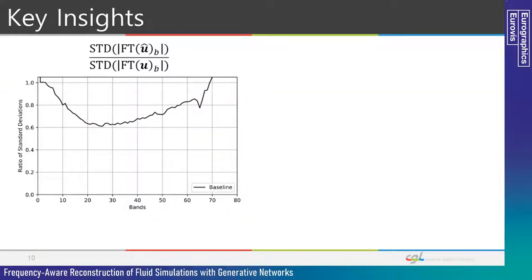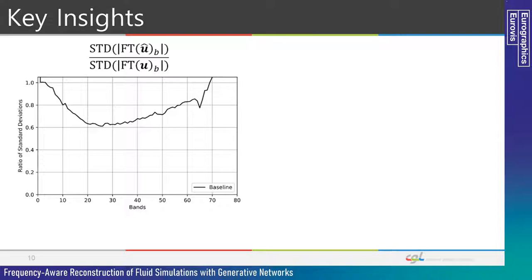Another metric that highlights the shortcomings of the baseline L1 loss is the ratio of standard deviations, meaning the standard deviation of the reconstructed magnitudes separated by band relative to the standard deviation of the ground truth data. If we look at bands 20 to 30, we see that only about 60% of the ground truth standard deviation gets reconstructed, so the reconstruction is focused more on the mean.